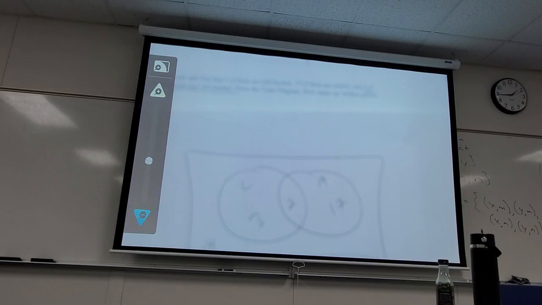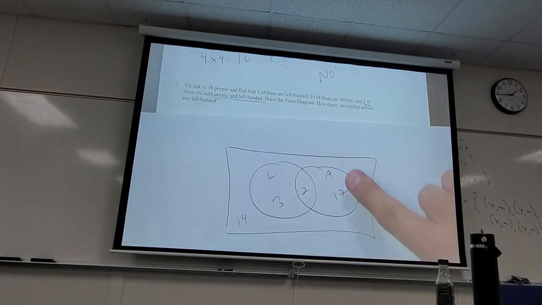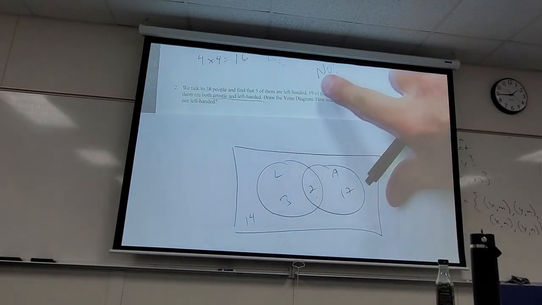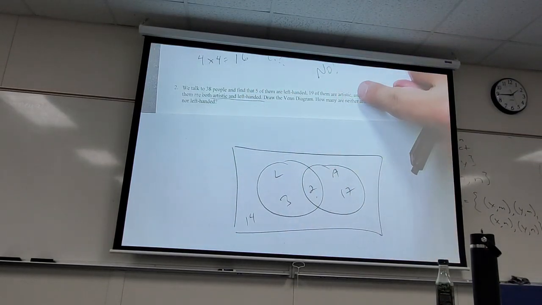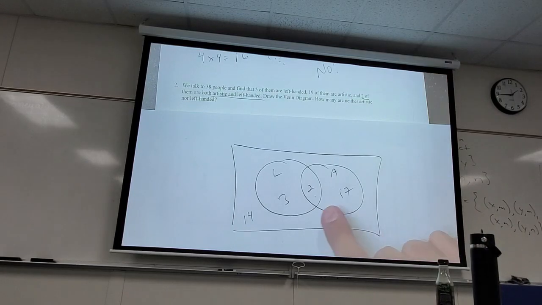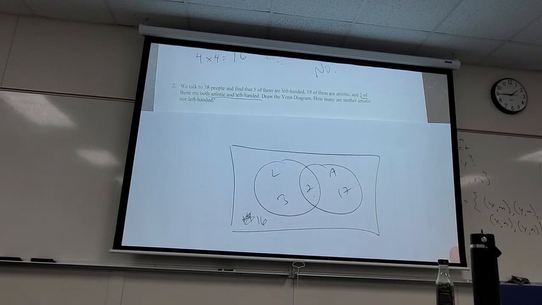Let me zoom out a little bit. How many total are supposed to be left-handed? 5. Is that true? Yes. How many total are supposed to be artistic? Is that true? Yes. How many do we have in the circle so far? 22, right? And there's 38, so what should this be out here? 16. I just don't know how to count. I understand.